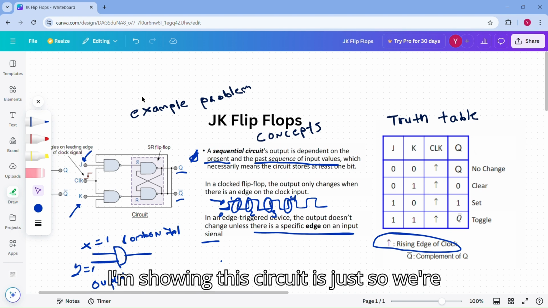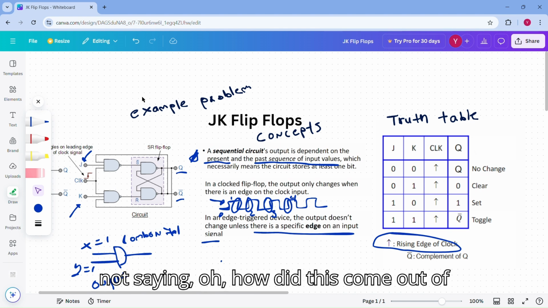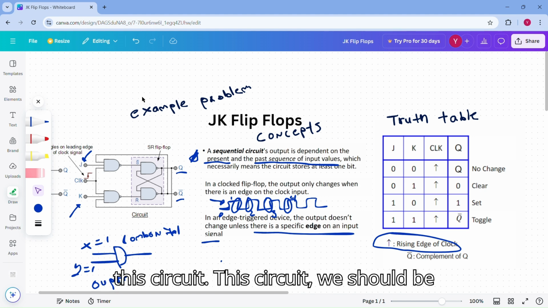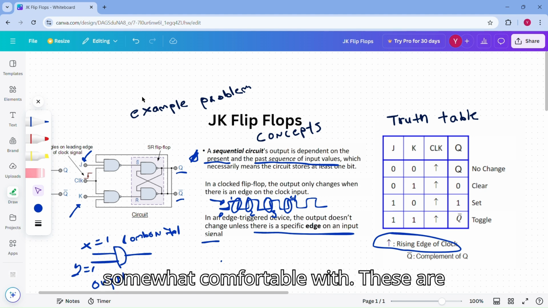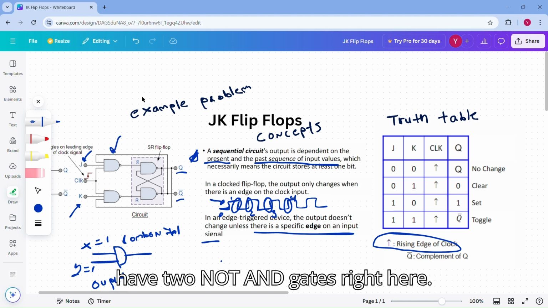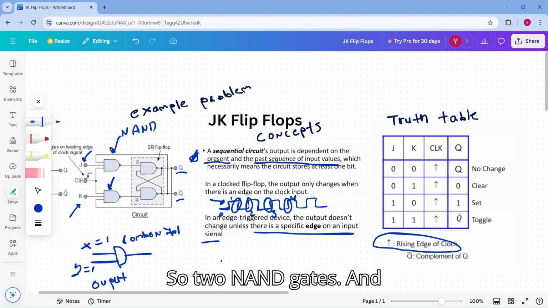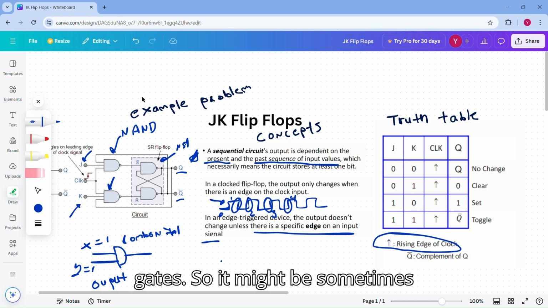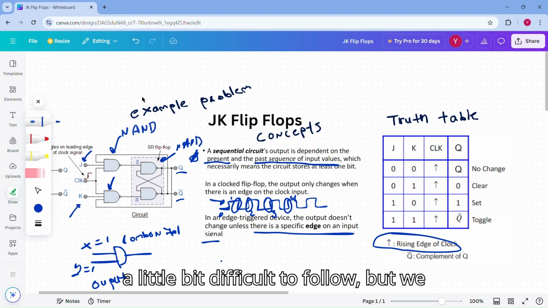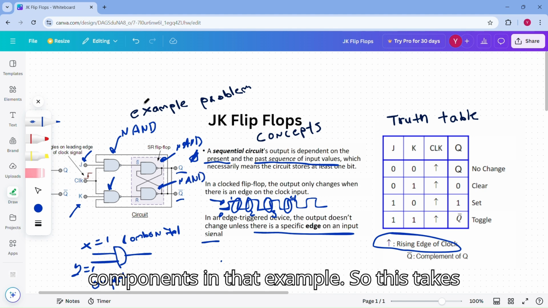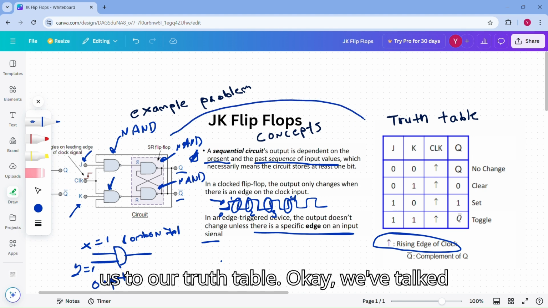The reason I'm showing this circuit is just so we're not saying, oh, how did this come out of nowhere? This truth table is based off of this circuit. This circuit we should be somewhat comfortable with. These are things we have worked with before. We have two NAND gates right here, and then actually we have two more NAND gates. So it might sometimes be a little bit difficult to follow, but we should be comfortable with all those components in that example. So this takes us to our truth table.